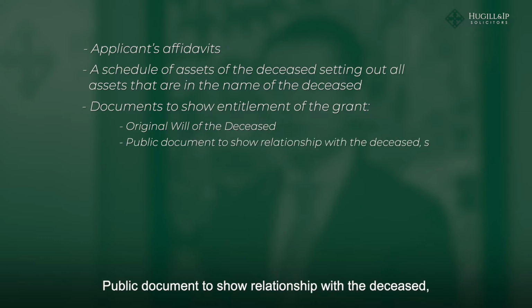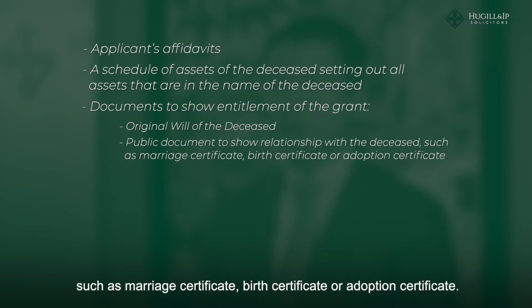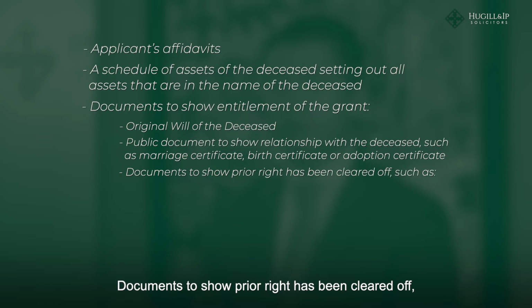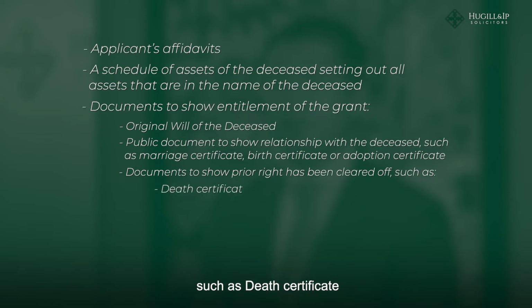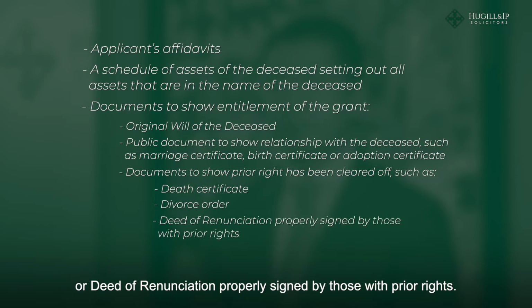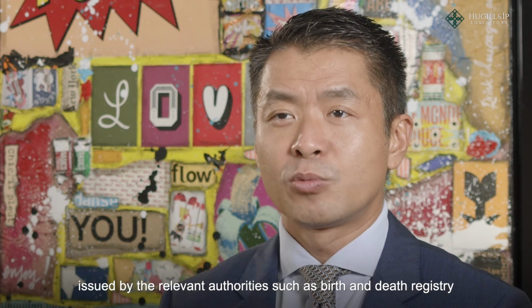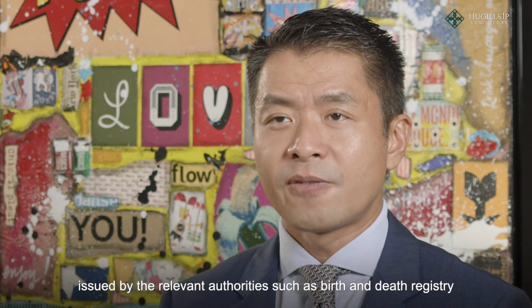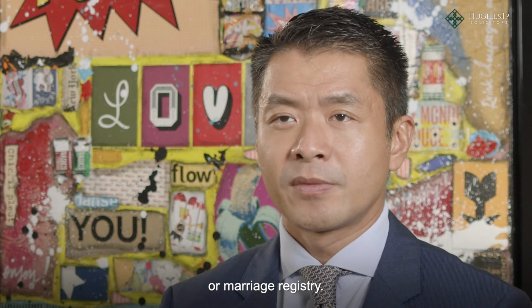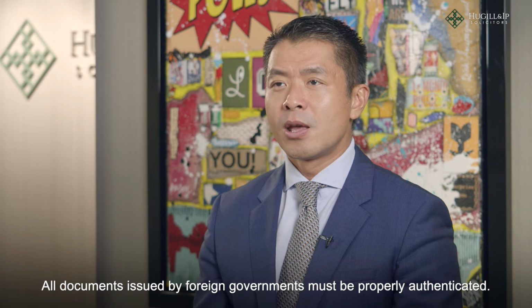Public documents to show relationship with the deceased, such as marriage certificate, birth certificate, or adoption certificate. Documents to show prior rights have been cleared off, such as death certificate, divorce order, or deed of renunciation, properly signed by those who have prior rights. All supporting documents must be certified true copies issued by the relevant authorities, such as the Birth and Death Registry or Marriage Registry. All documents issued by foreign governments must be properly authenticated.